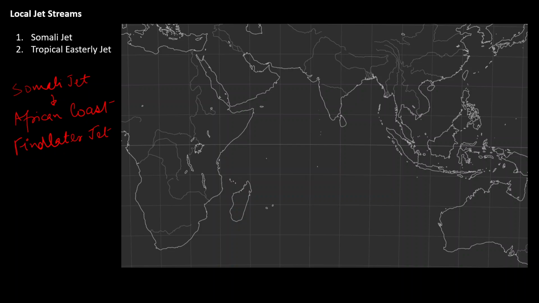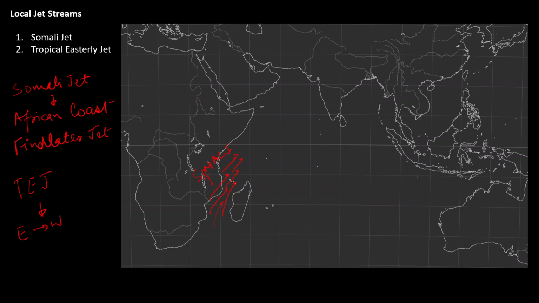The second one is interesting, the tropical easterly jet. Till now we saw that the jet streams are westerly winds. What happened over here is that these winds became easterly. When I say easterly, it means that the tropical easterly jets move from east towards west. So now the direction has changed. Let us see how they are formed. This is the region where the Somali jets, the Findlater jets, blow from.